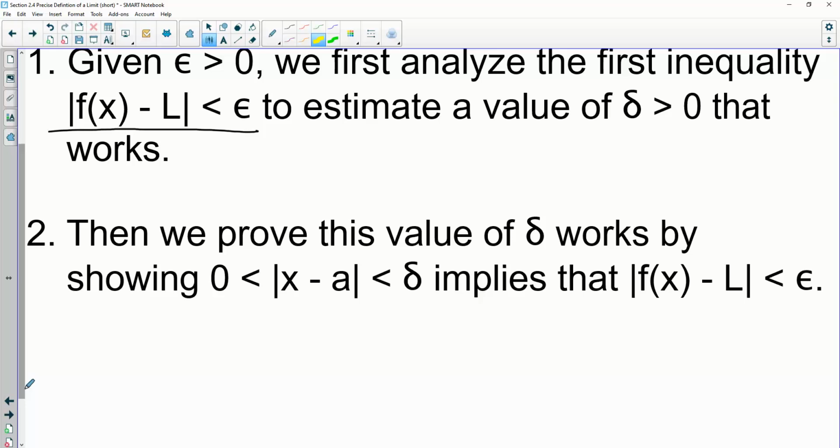Then we are going to prove this works by showing the definition. Now I already told you the 0 is less than is kind of redundant, so we can drop that. This is the actual definition. So we are going to be using this sentence over and over again, just by subbing in some different values here.